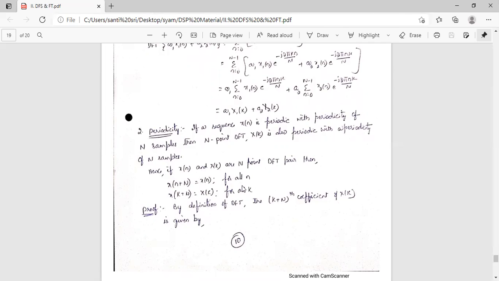Hence, if x of n and x of k are n point DFT pair, then x of n plus n is equal to x of n for all n, and x of k plus n is equal to x of k for all k. Okay. Now let us do this.